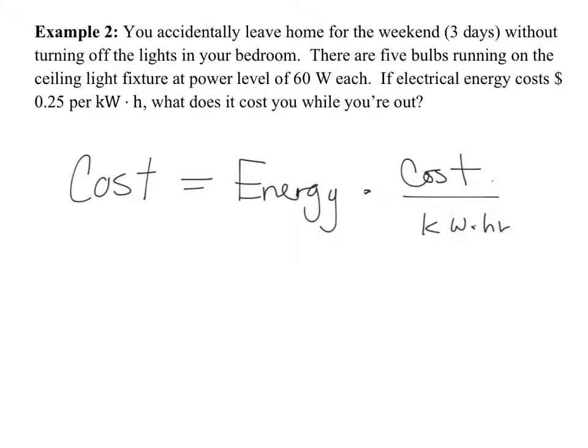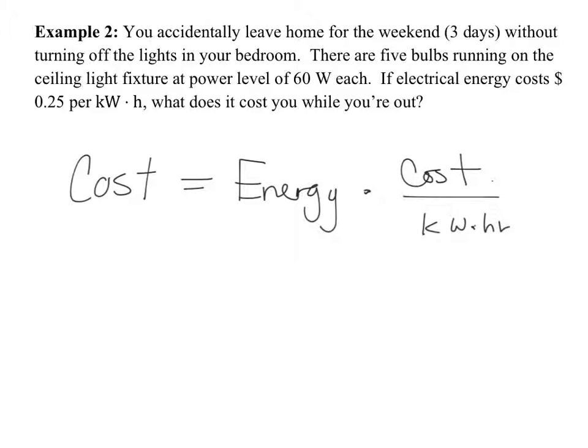So we're told here that you leave it on for 3 days. There are five bulbs running, each of which consumes 60 watts of energy. This would be like a big lamp in the middle of your room. It'd probably be actually less watts because nowadays bulbs are like 20 watt bulbs and they're much more efficient. We talked about this last class, right? Efficiency in light bulbs? Yeah, we did. So these are old school light bulbs. They're probably not very efficient, so we'll say they're 60 watt. If the electrical energy costs 25 cents per kilowatt hour, what does it cost you while you're out?